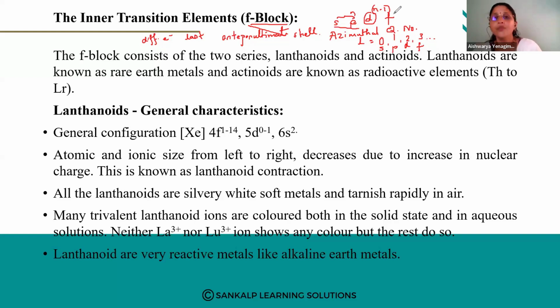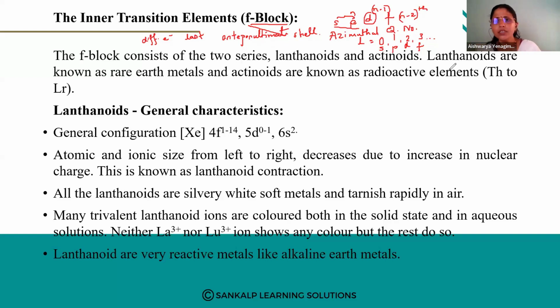In F block elements, the differentiating electron enters into the F orbital of anti-penultimate shell, andre n minus 2th shell. Last but second shell alli electron enter agutte. Therefore, we call it as anti-penultimate shell. So this is a quite brief introduction regarding S, P, F block elements. F block elements are the elements in which the last electron enters into the F orbital of anti-penultimate shell.